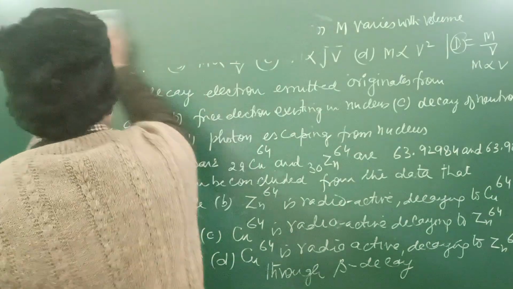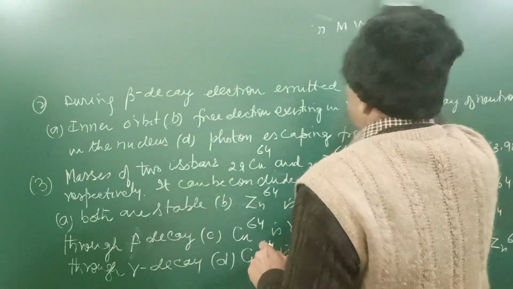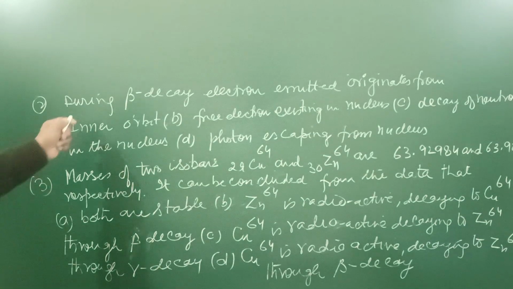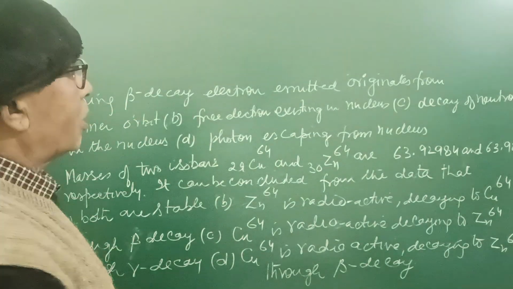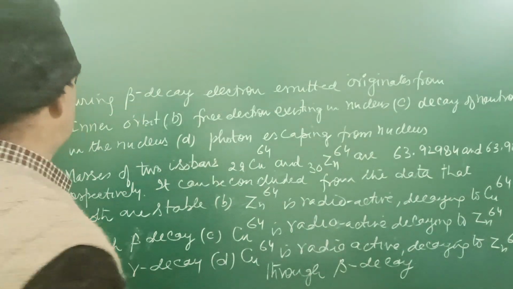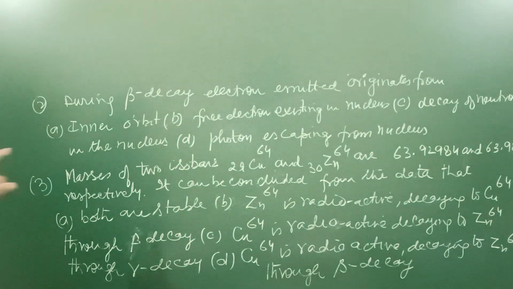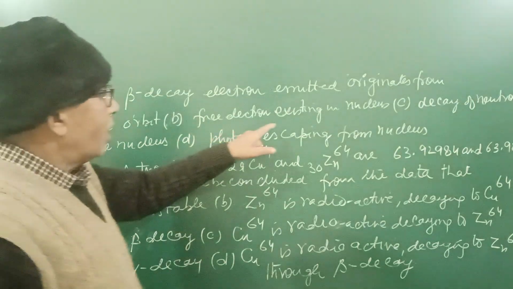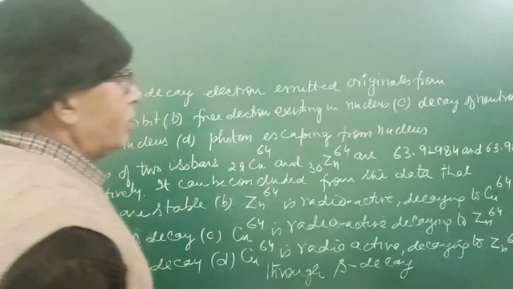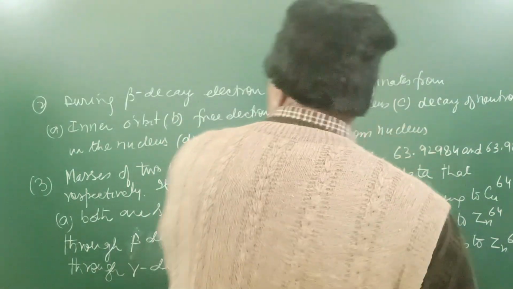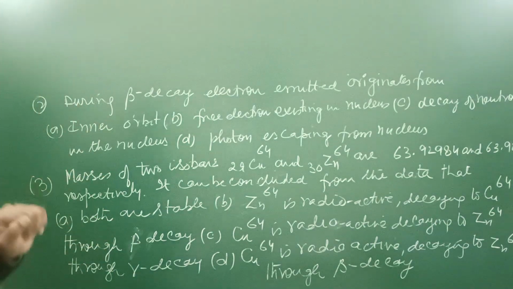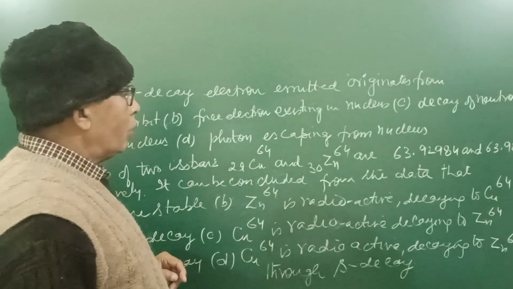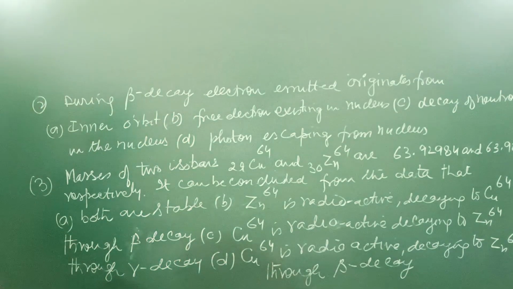Now, there is a question. During beta decay, the electron emitted originates from: A, inner orbit of the atom; B, free electron existing in nucleus; C, decay of neutron in the nucleus; D, photon escaping from nucleus.